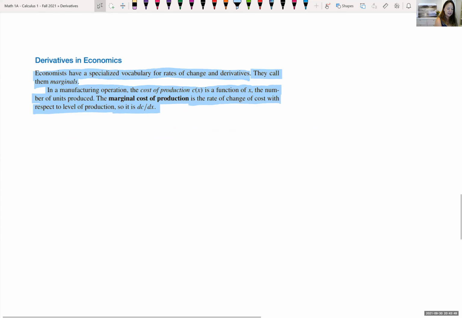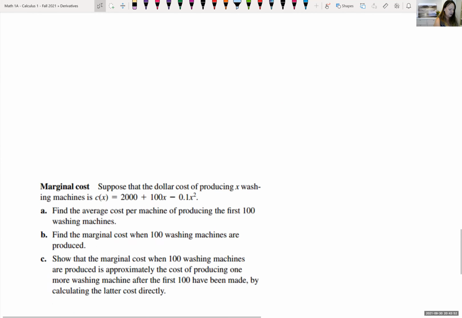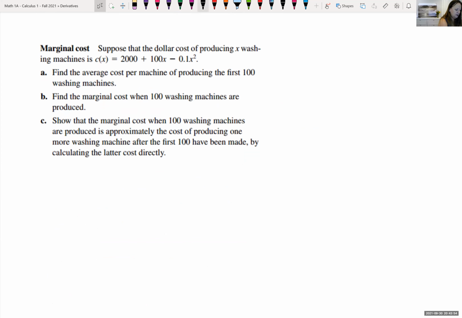Okay, so knowing that, let's look at a problem and solve it. In front of us, we have an example that says, suppose that the dollar cost of producing x washing machines is given to us by C of x equals 2,000 plus 100x minus 0.1x squared. The first question asks us to find the average cost per machine of producing the first 100 washing machines.